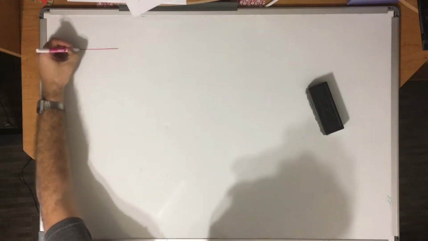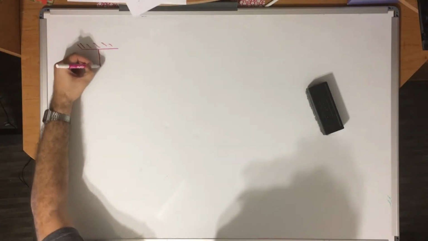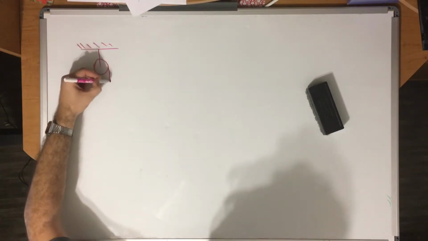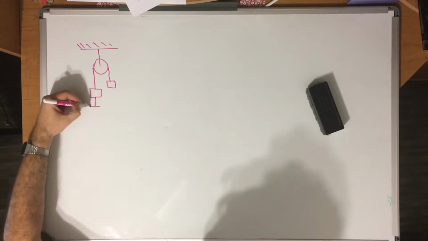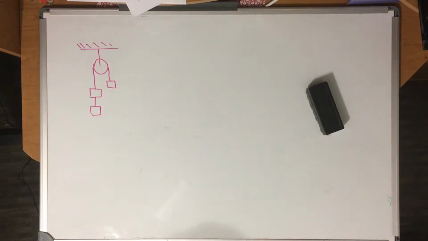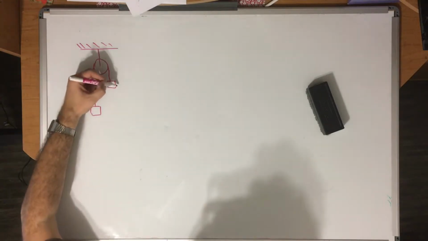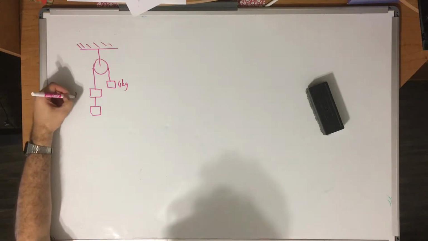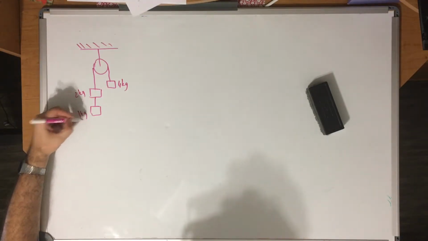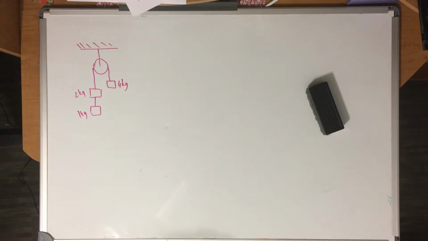Hi guys, that's going to be the second question on your homework of Atwood machines, and let's get started. So this time we're going to have an Atwood machine, but we're going to have two different strings attached. So you're going to have three different masses, not two like we solved in class. So that's 4 kg, and then you're going to have 2 kg right there, and then 1 kilogram right here.